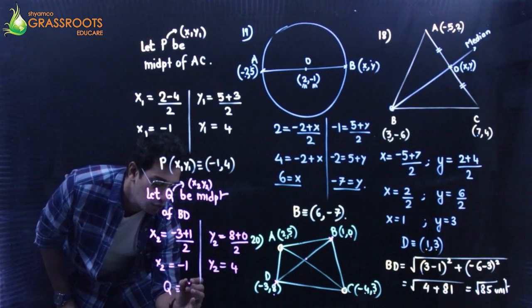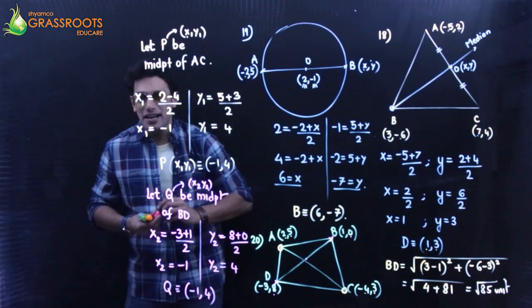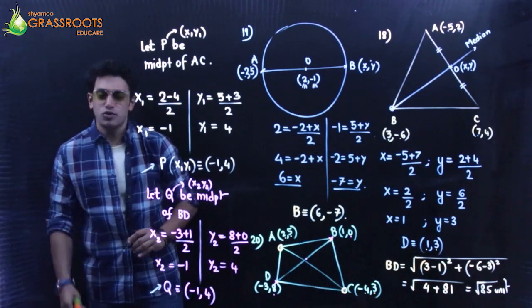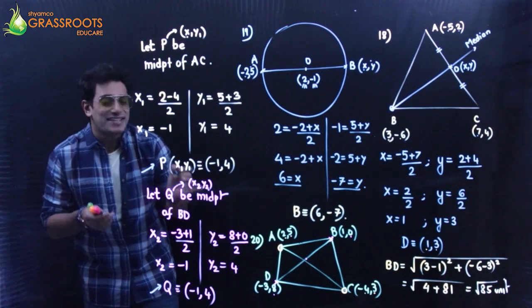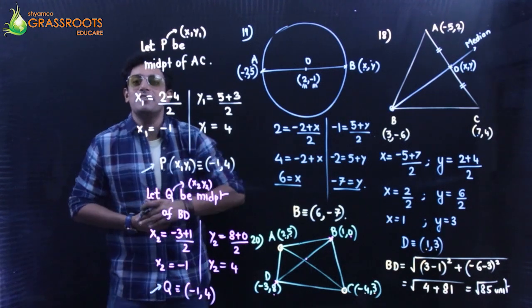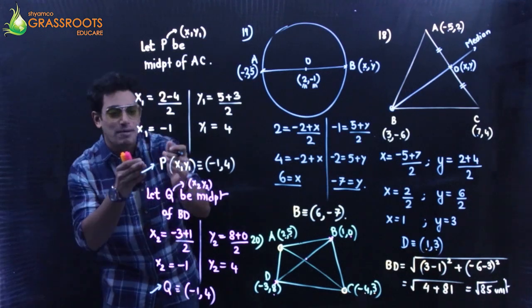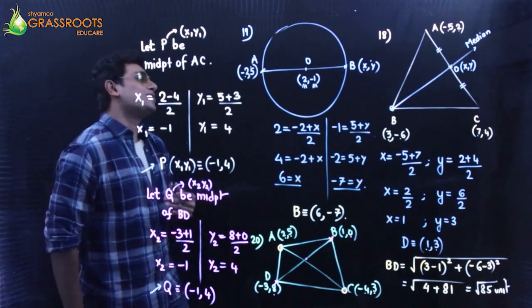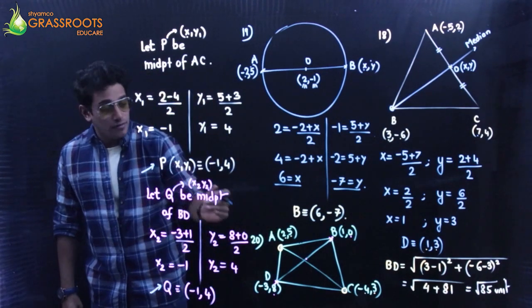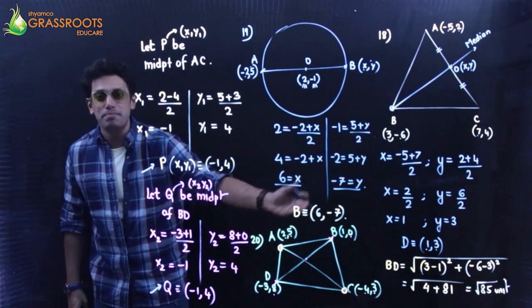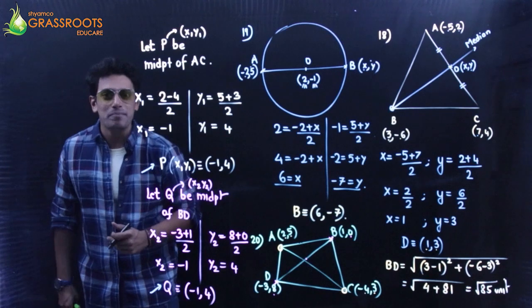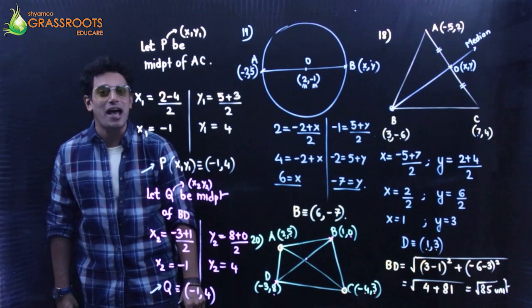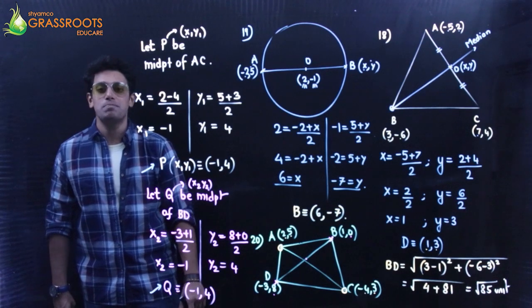Oh my God. Can I say that the coordinates of P and the coordinates of Q are the same? If the coordinates are the same, that means the diagonals bisect each other. The diagonals bisect at the center, because they are now not P and Q separate, they are the same coordinates. So the midpoint of AC and the midpoint of BD is the same. So the diagonals bisect at the center. So it has to be a parallelogram. In a parallelogram, the diagonals bisect.